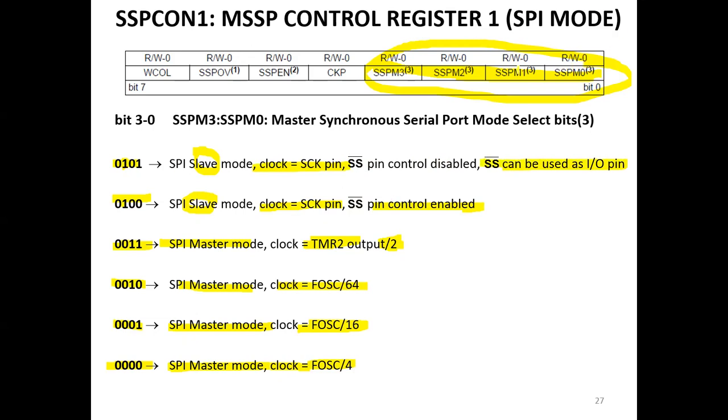Okay, so here we have 4 bits. With 4 bits, we can have up to 16 combinations. Here we have just the combinations that we need for the SPI. The other combinations will be for the I2C. So these are the configurations that we need for the SPI. We have to select between master mode and slave mode, and if we have master mode, we have to select the clock frequency. It can be the frequency of the oscillator divided by 4, divided by 16, divided by 64, or it can be the output of timer 2.